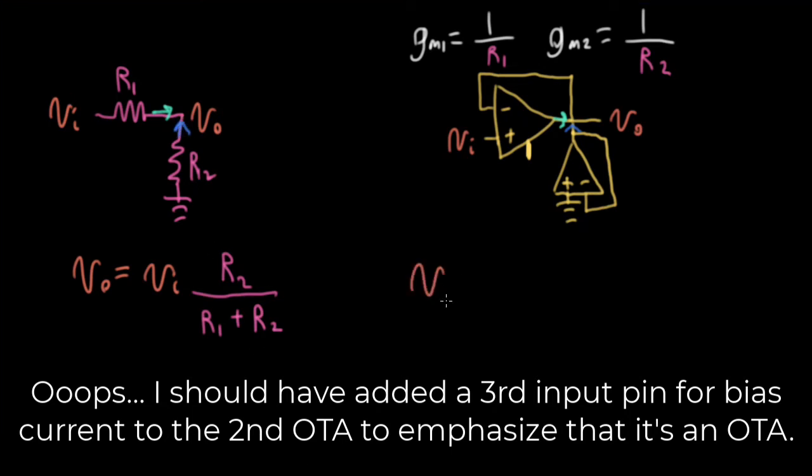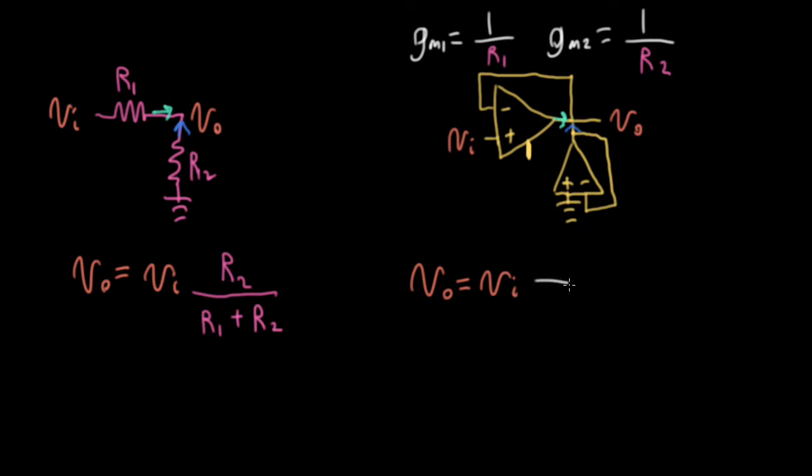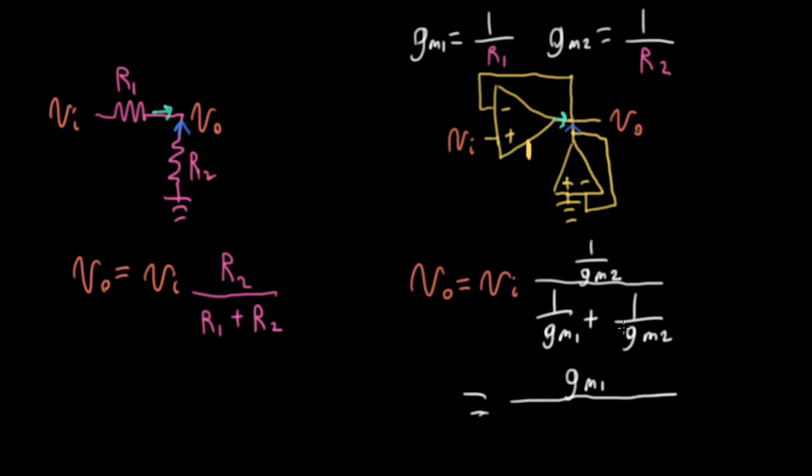So we could write VO is equal to VI times 1 over GM2 over 1 over GM1 plus 1 over GM2. And simplifying this out, I can multiply the numerator and the denominator by GM1 times GM2, which would give me GM1 over GM2 plus GM1, which I can just swap and write as GM1 plus GM2.